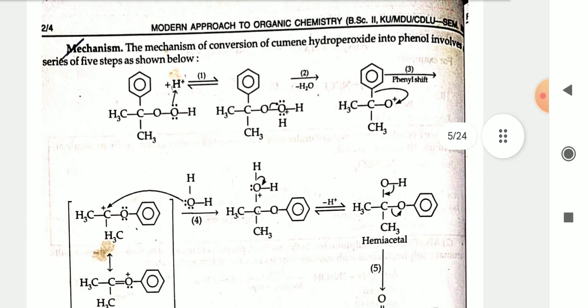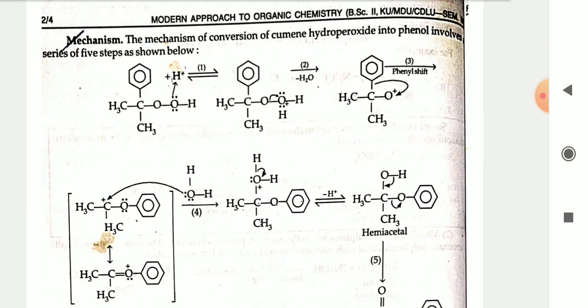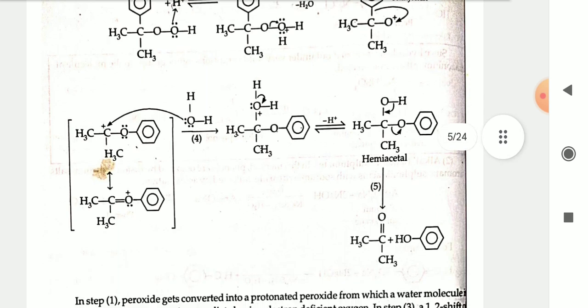Mechanism. The mechanism of conversion of cumene hydroperoxide into phenol involves a series of 5 steps as shown in the figure. First is the addition of H positive. Second is the removal of water. Third is the phenyl shift. Fourth is the addition of water. Last but not least is the removal of H positive ion.